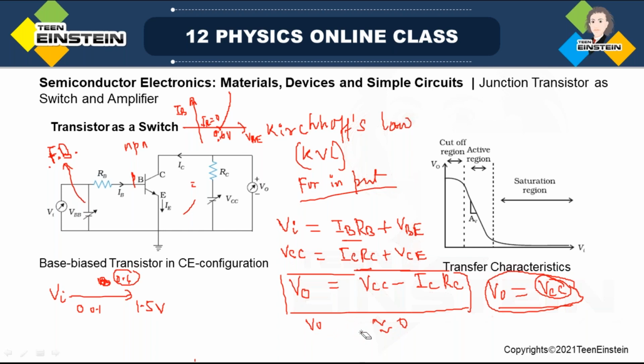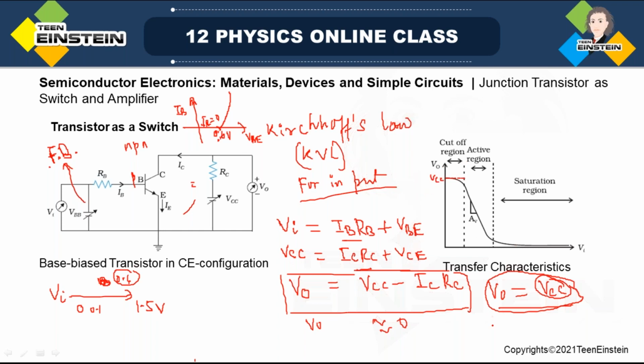So see, the output versus input voltage is actually drawn in this curve. This is called the transfer characteristics. As I said, in the cutoff region the transistor was not conducting, IB was 0, so IC was 0. The output was maximum, that was VCC. Look at this region, this is VCC.